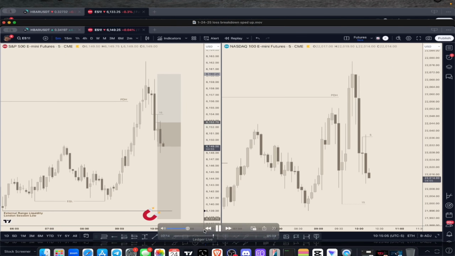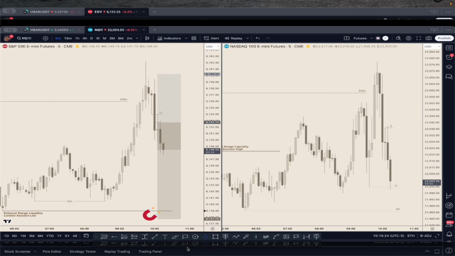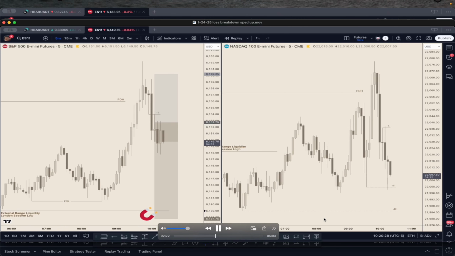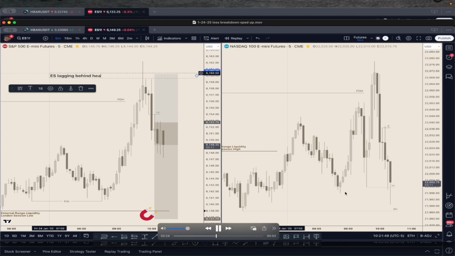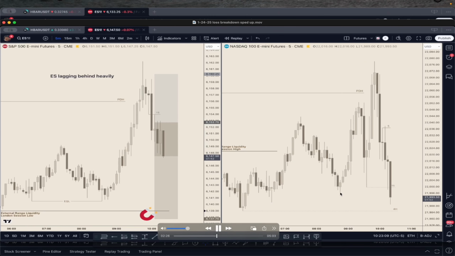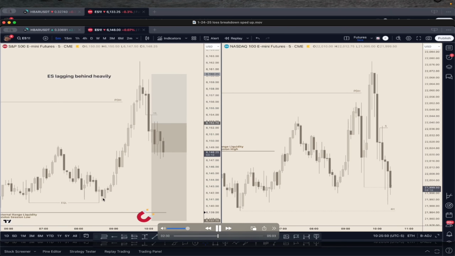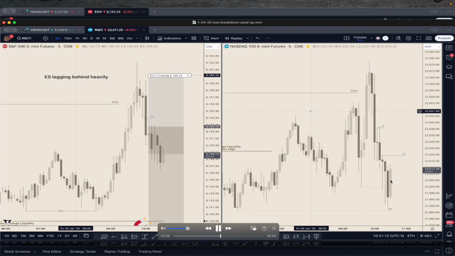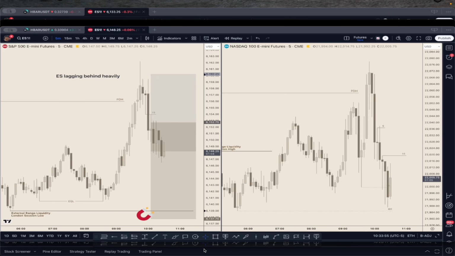So everything starts to look good. And you can see how much further NASDAQ is than S&P. NASDAQ is already under the 9:15 low. The S&P is nowhere near. And I put it in the note, like ES is lagging behind heavily. It was really annoying how weak the Nasdaq was in comparison to the S&P.